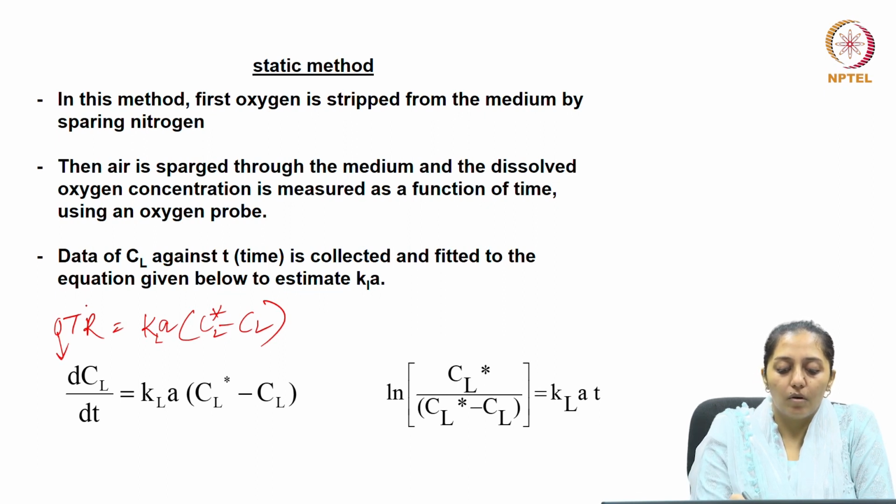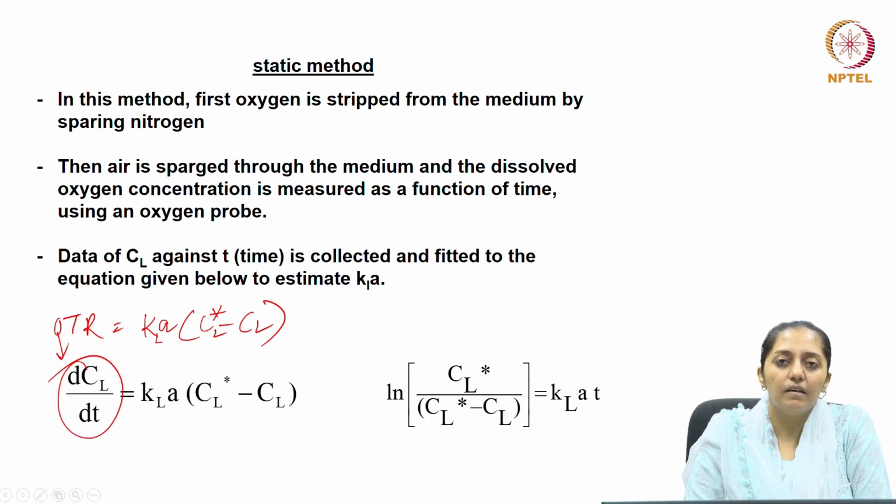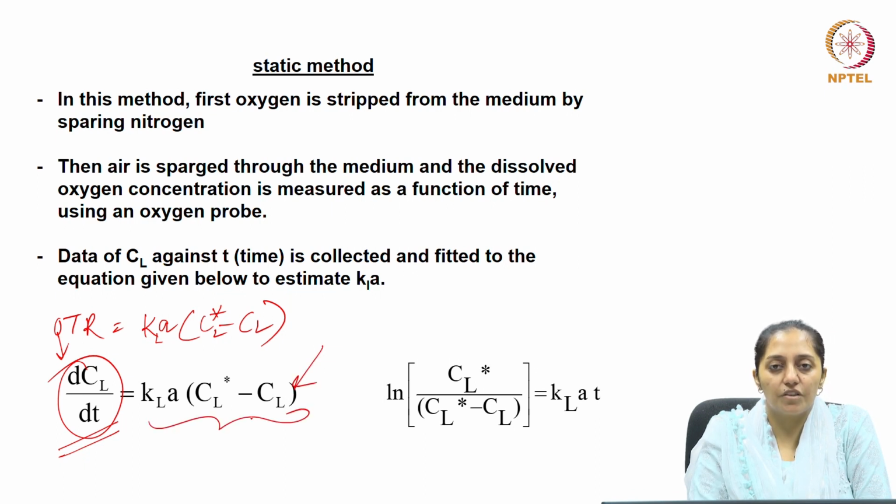Now, why? Because here dCl by dt is the rate of accumulation of oxygen in the medium. Because there are no cells present, there will be no oxygen consumption. Therefore, the oxygen consumption term is not considered. So, whatever oxygen is being transferred into the medium, defined as the RHS here, will be equal to the rate at which the oxygen is getting accumulated in the broth.